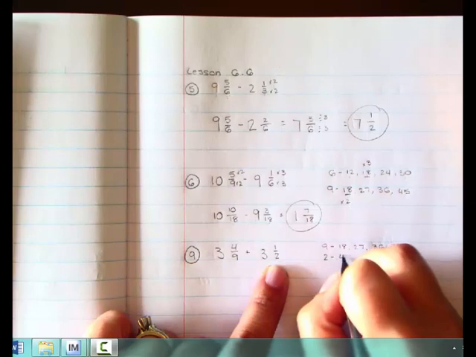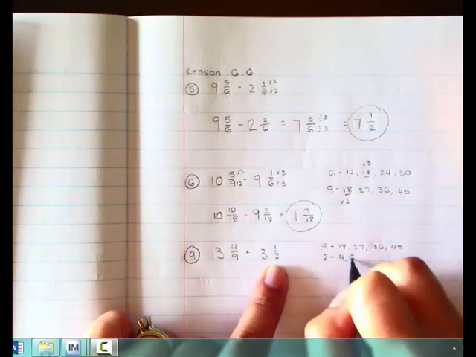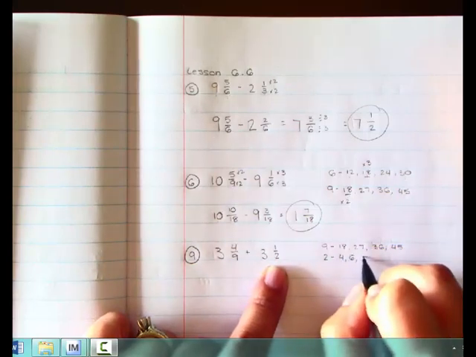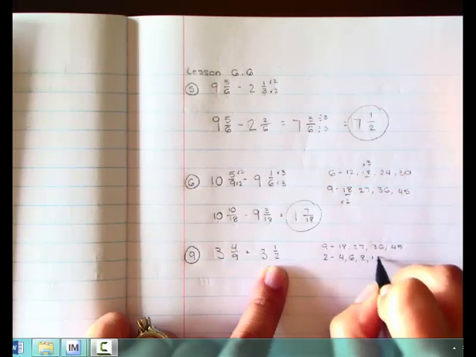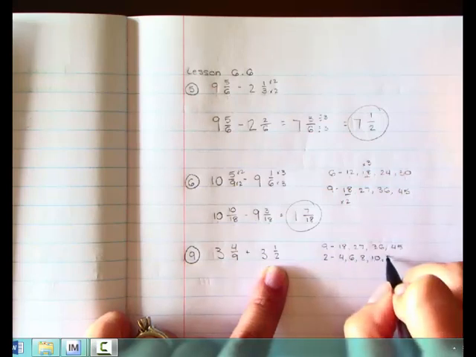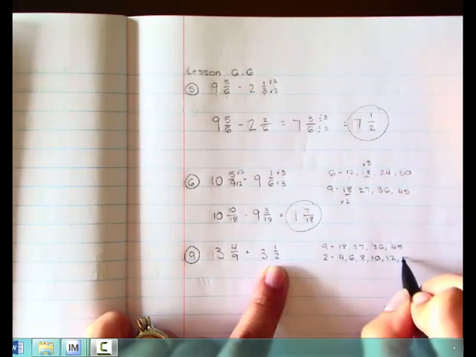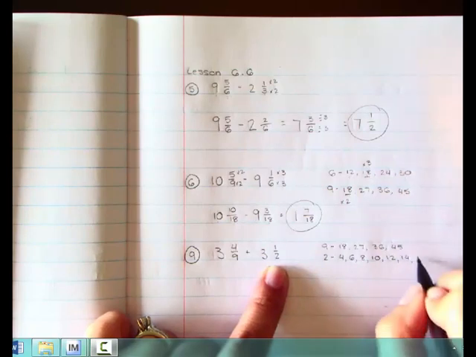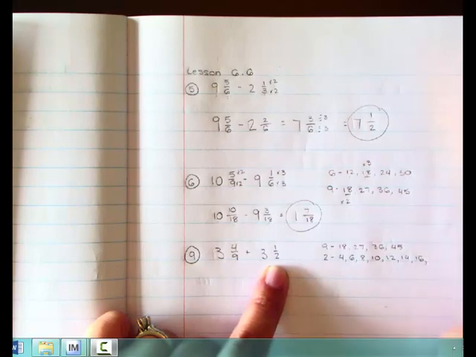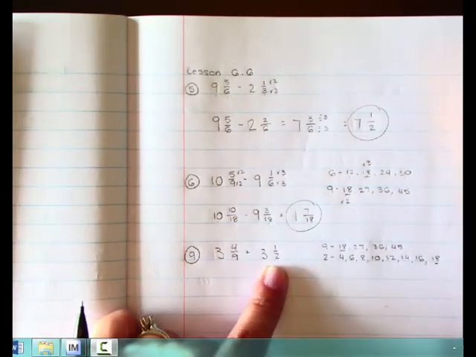2 times 2 is 4. 2 times 3 is 6. 2 times 4 is 8. 2 times 5 is 10. 2 times 6 is 12. 2 times 7 is 14. 2 times 8 is 16. Haven't found one yet. 2 times 9 is 18. Oh, look, there's a common one. Okay, so my common denominator is going to be 18.